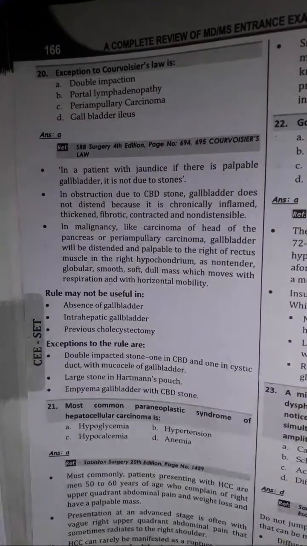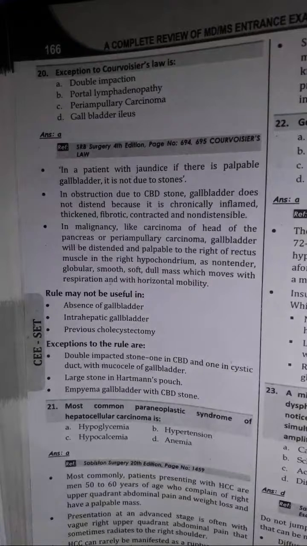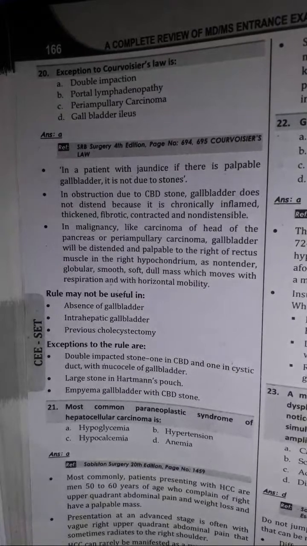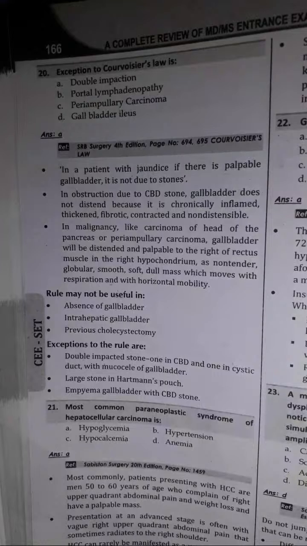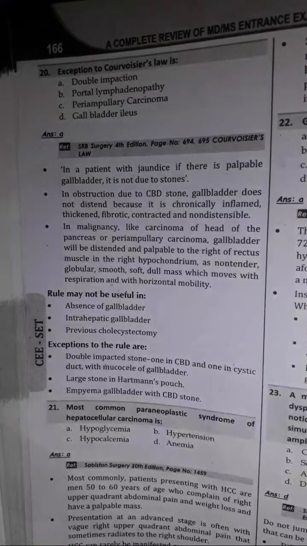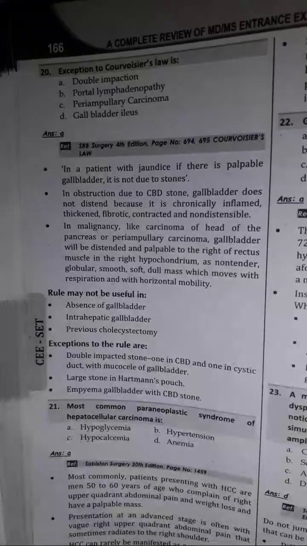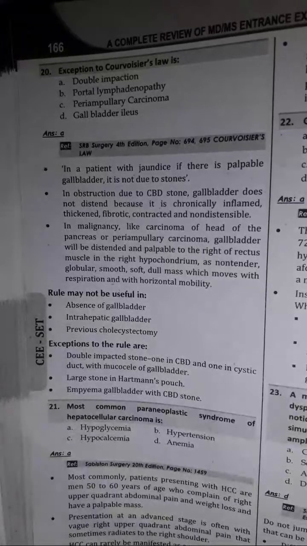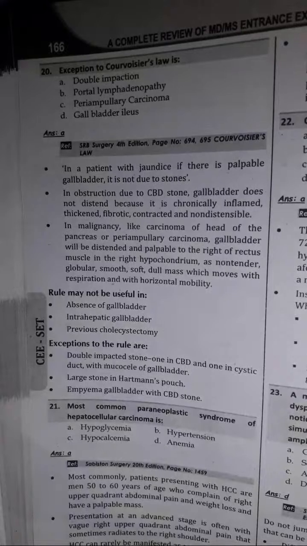Another question: the most common paraneoplastic syndrome of hepatocellular carcinoma is A. Hypoglycemia, B. Hypertension, C. Hypocalcemia, D. Anemia. The correct answer is hypoglycemia, A. The most common paraneoplastic syndrome of hepatocellular carcinoma is hypoglycemia.